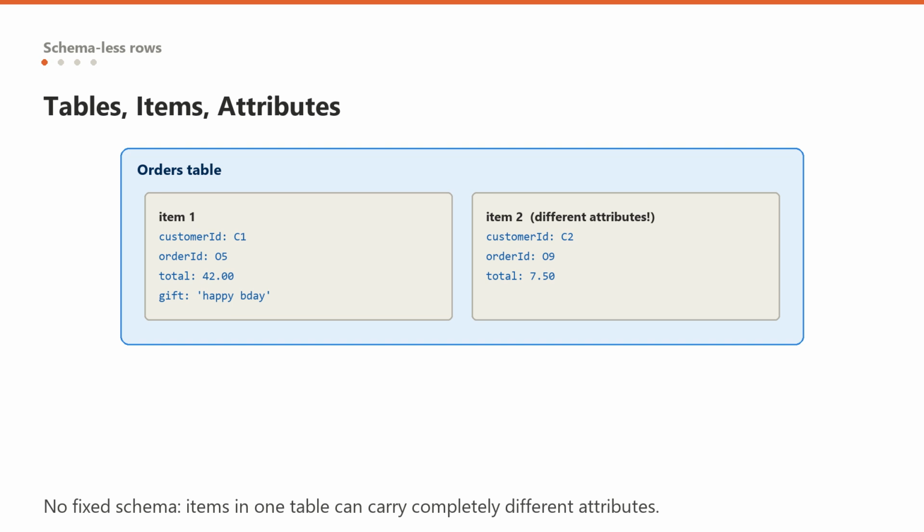But here's the NoSQL twist. The table has no fixed schema beyond its primary key. 2 items in the same table can have completely different attributes. One order item might have a gift message, another might not. Only the primary key is mandatory. Everything else is flexible. So it's best to picture items as JSON documents, each up to 400 kilobytes, rather than rigid rows in a fixed table.